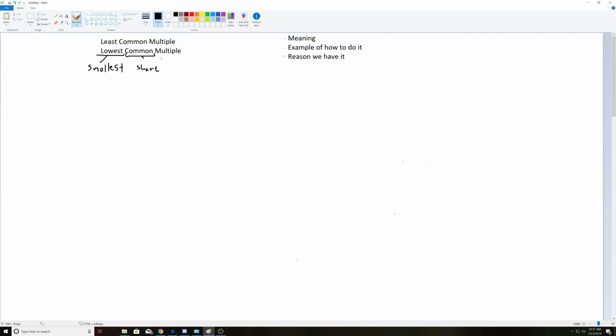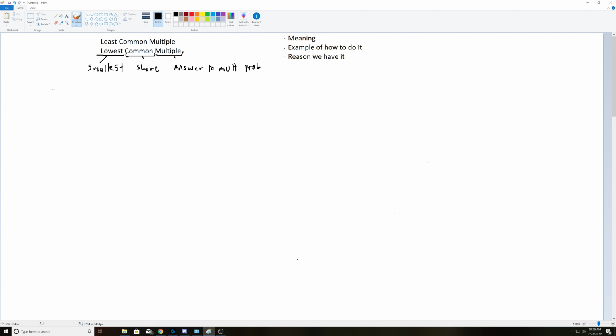All right? And then we have the word multiple. Multiple basically means the answer to a multiplication problem. All right? So here's what we're looking for. We're looking for the smallest answer to a multiplication problem that numbers share. All right? But before we go a little bit further, let's look at multiples.